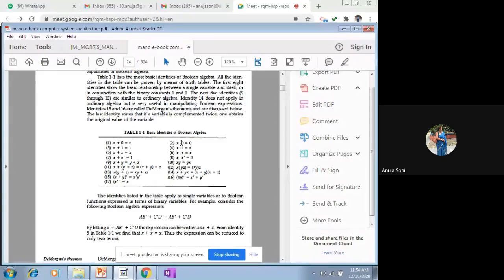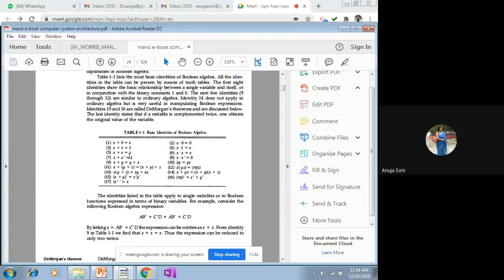Similarly, for the AND gate, it says that x into 0 will always be 0. You can take your own examples to observe the behavior of all these Boolean identities. At one time, you can place the value of x as 0, and at another time as 1. Now we come to this: x plus 1 will be equal to 1. Always, again, it comes true. Similarly, x into 1 will always be equal to x.